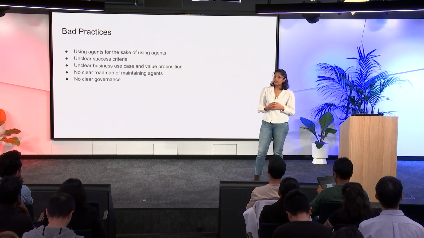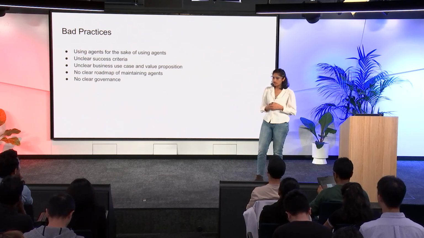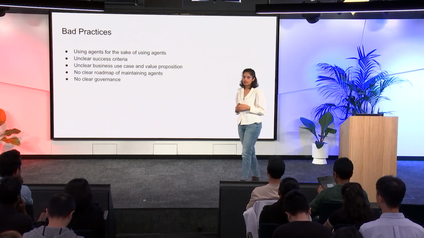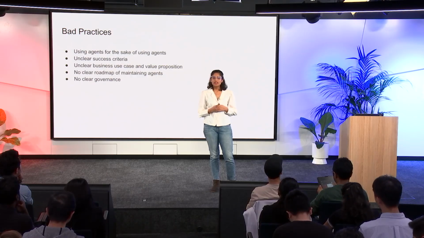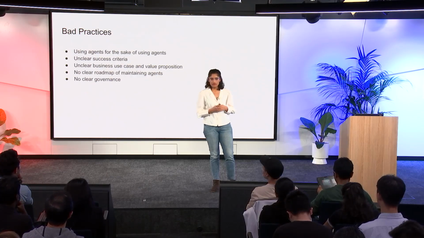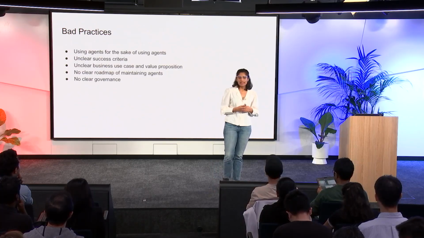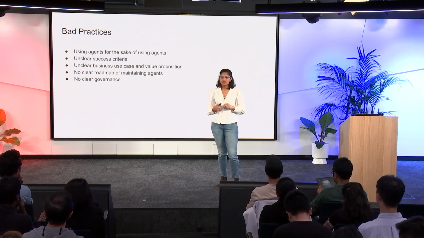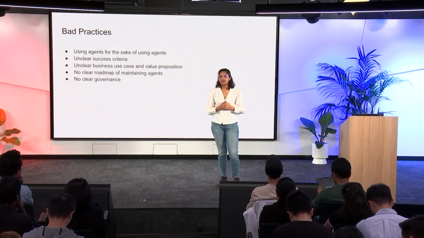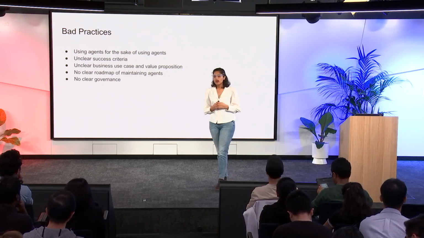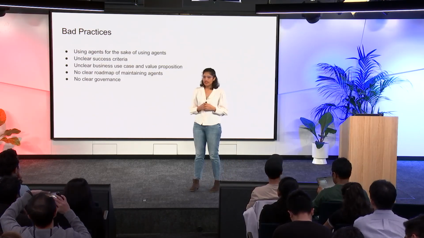Unclear success criteria, that's a bad practice in all ML projects, not just agents, but more so for agents because you don't know what's happening and then you don't even know how to evaluate it. Then unclear business use case and value proposition. So I think that ties back nicely to the first one, that, oh, we're using something cool called agents. I think there needs to be a clear value proposition and it needs to add value.